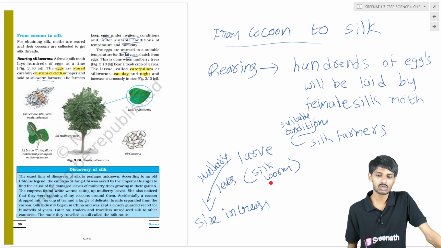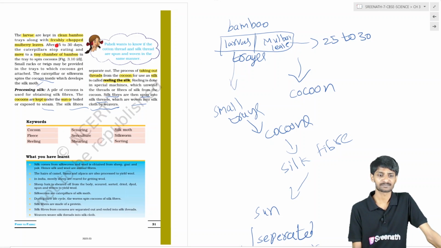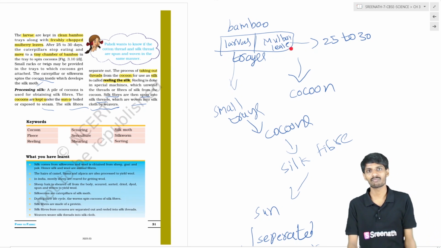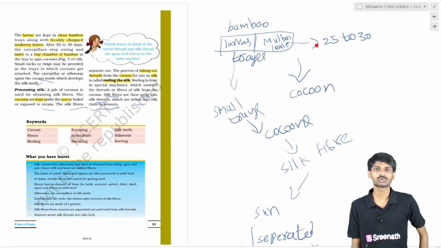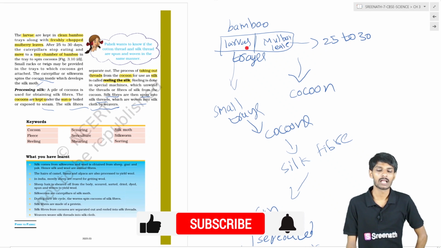After that, the larva will come out. That larva we call a silkworm. This larva will eat mulberry leaves day and night. It will eat and increase its size. For that purpose, they take bamboo trays. In those bamboo trays, they place the larvae and also small pieces of mulberry leaves. Up to 25 to 30 days, they will feed the larvae.